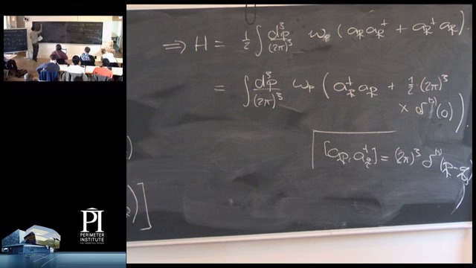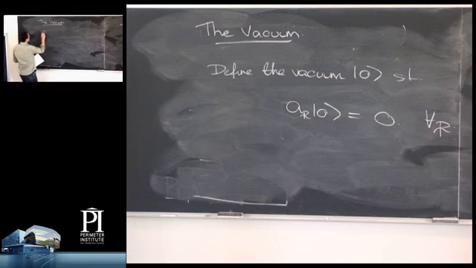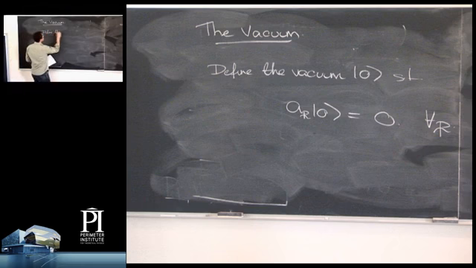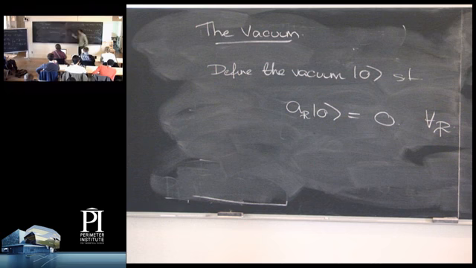Okay, so how do we understand this? Let's look at the simplest state in this theory, which is going to be the vacuum state. We're going to define this vacuum state in exactly the same way as we do in the harmonic oscillator. It's just going to be killed by all the annihilation operators. In particular, I really mean all the annihilation operators. There's an infinite number of these, labeled by a three-vector P. Every one of them is going to kill this state zero.